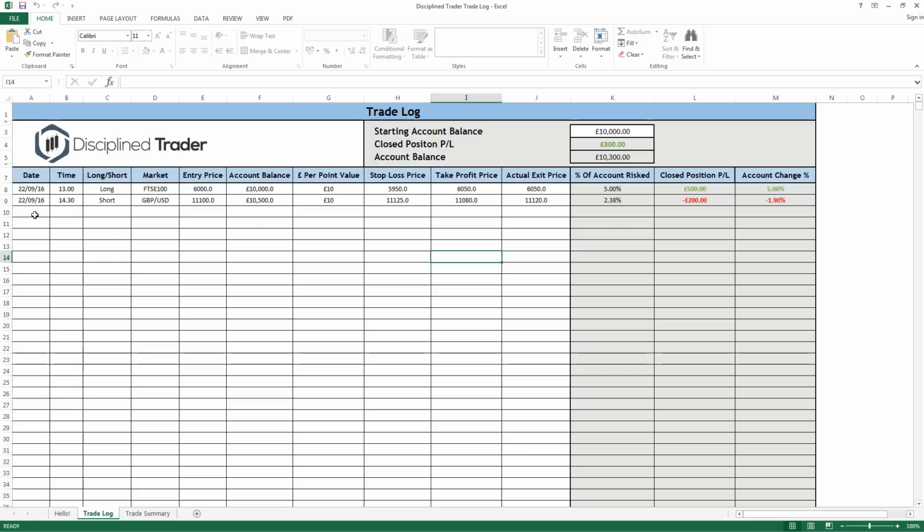I record the date, time, trade direction, which market I'm trading, the price I enter the trade at, the account balance at the start of the trade, the position size, the stop loss and the take profit levels, and then the actual price that I exit the trade at. The sheet then automatically calculates the percentage of the account I risked, the closed profit and loss, and the percentage the account changed. I can also enter the details of a potential trade into this sheet to see if I am within my risk management rules before taking a trade, by looking at the percentage of account risk column.